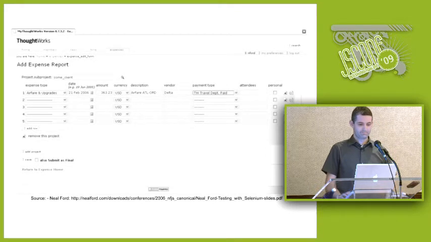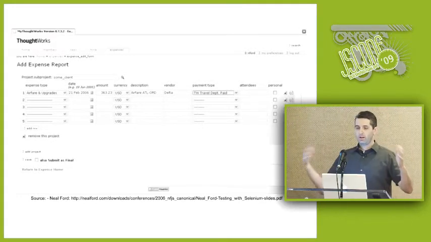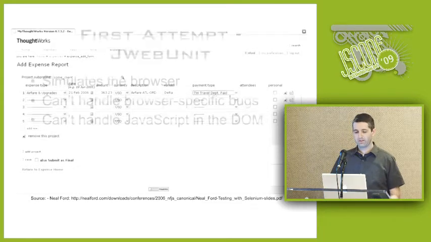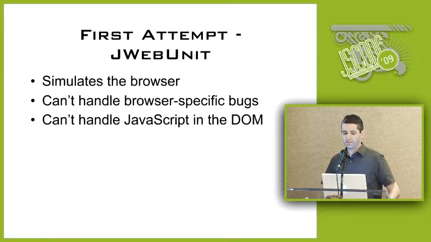We had several failed attempts. Selenium is like the 4th or 5th thing that we tried. The first thing we tried was JWebUnit. The first problem is that we were a Python project and we were trying to use a Java technology, so that's silly and stupid right off the bat.